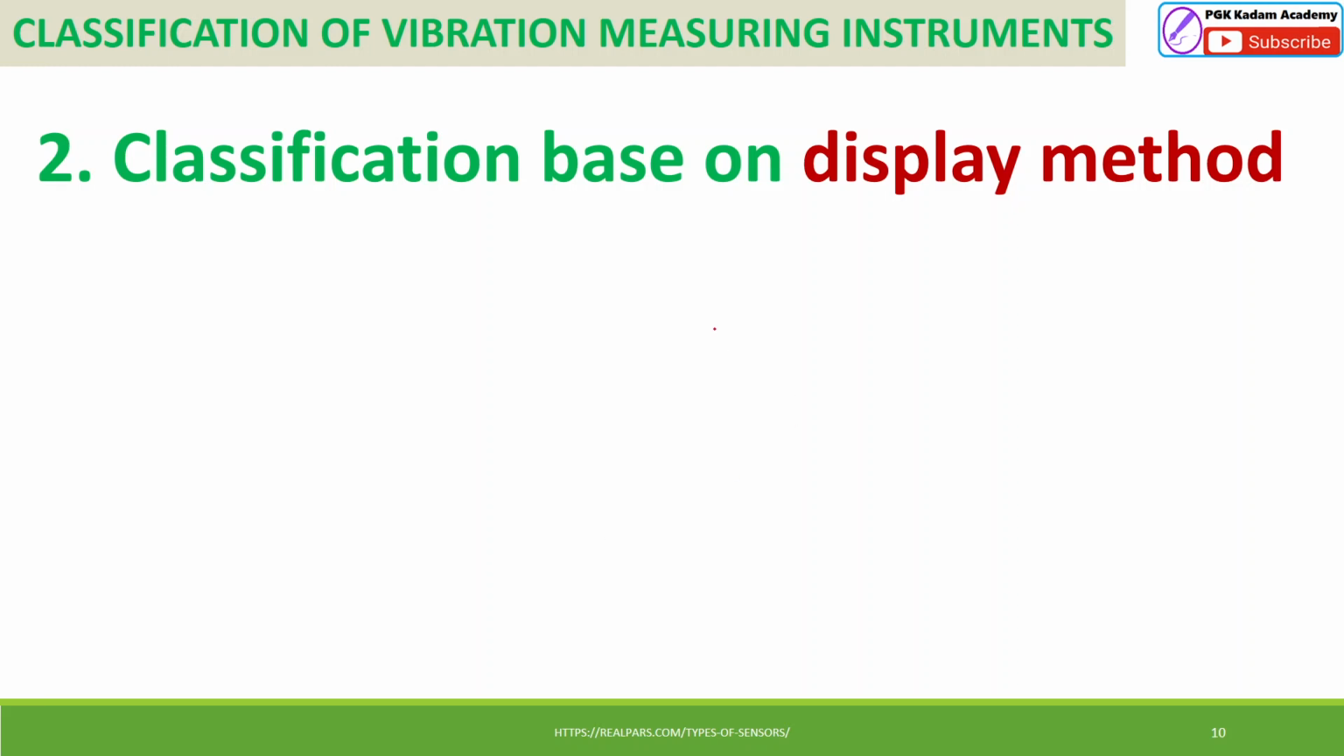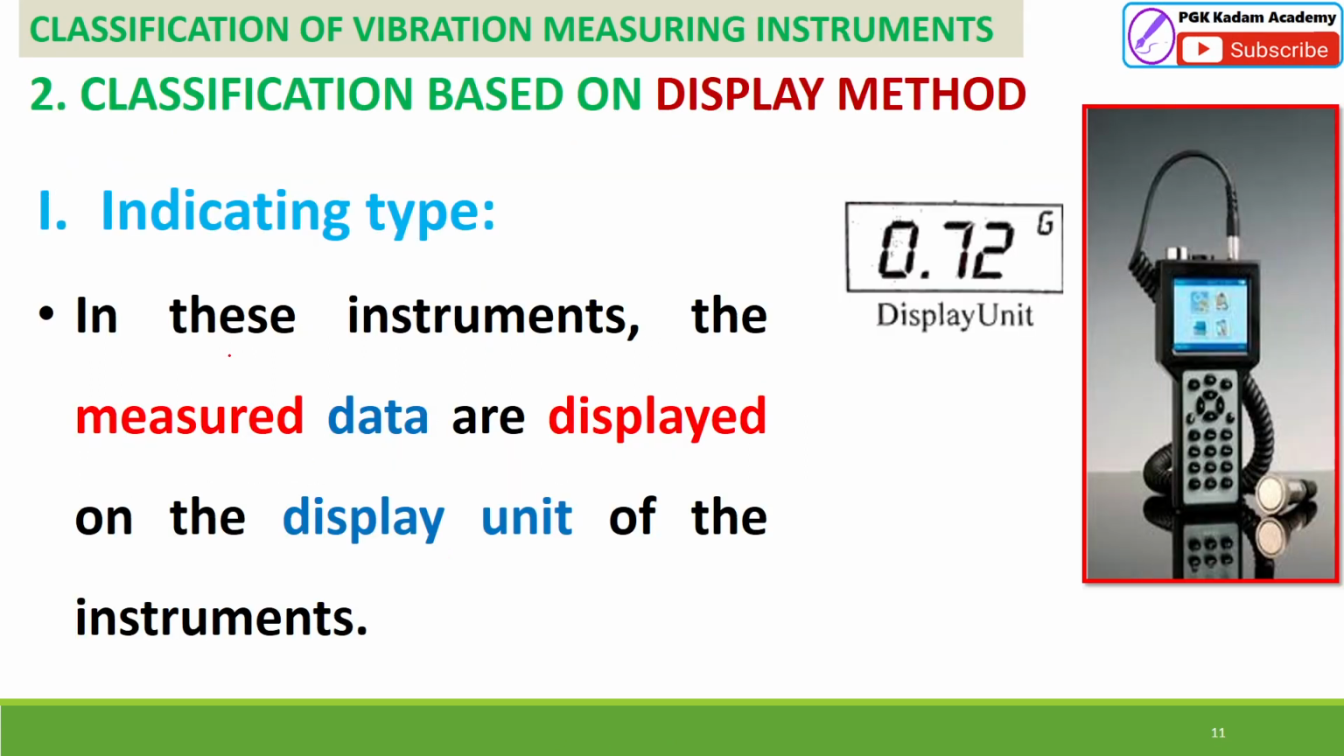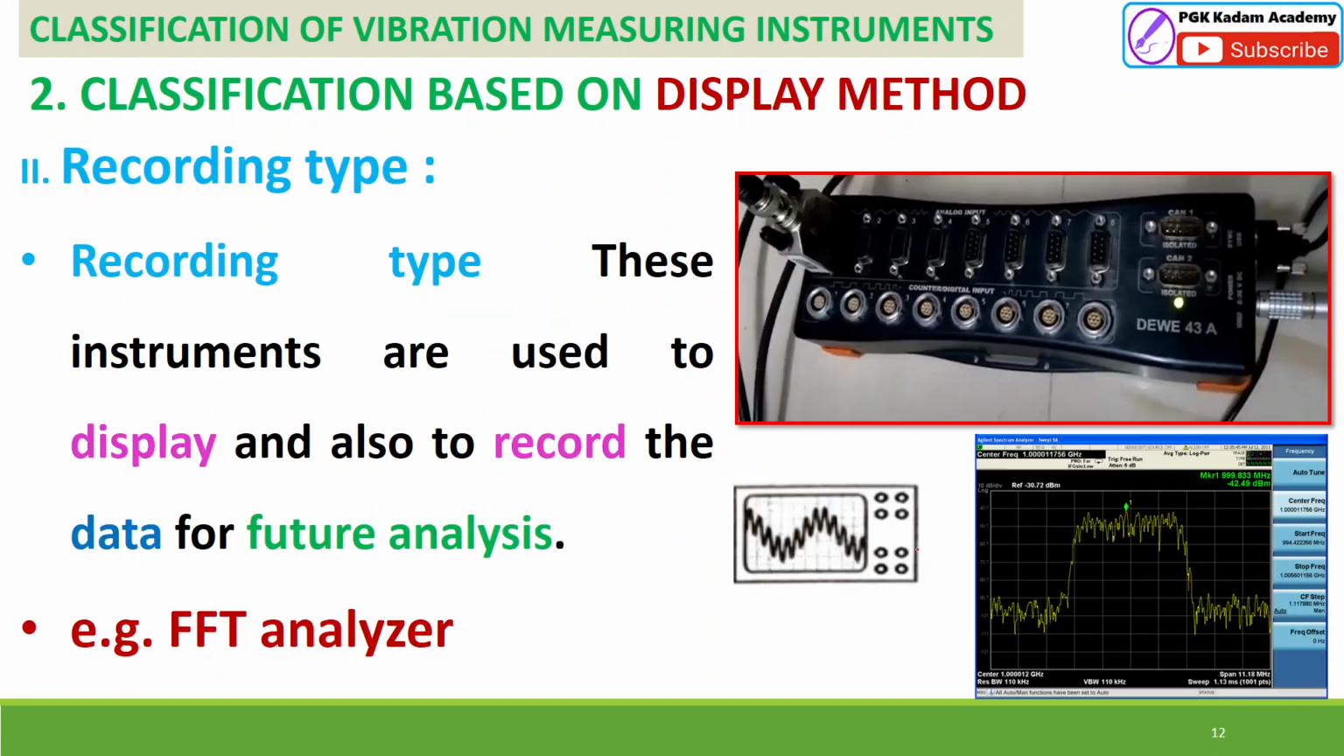The second type of classification is based on the display method. Again, there are two types: indicator type and recording type. In the indicator type, the instruments measure the data and display it directly on the display unit, like you can see here in these two types of display units. There is no recording here. Okay, this is a recording type.